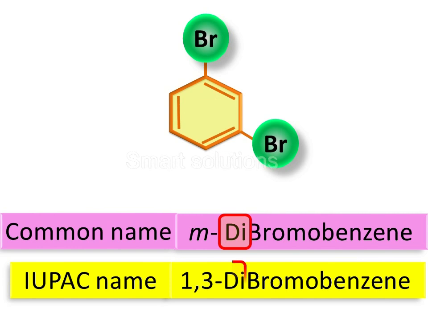So di is prefixed in both common and IUPAC name. In common name, M is prefixed to indicate the position meta, and the numbers 1, 3 are prefixed in IUPAC name to indicate the position of the halogen atoms.